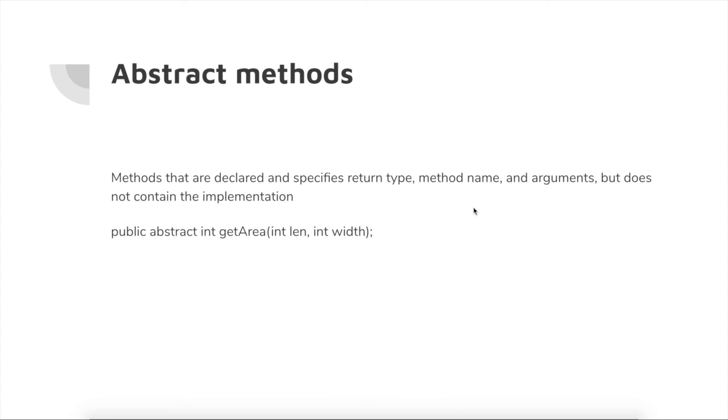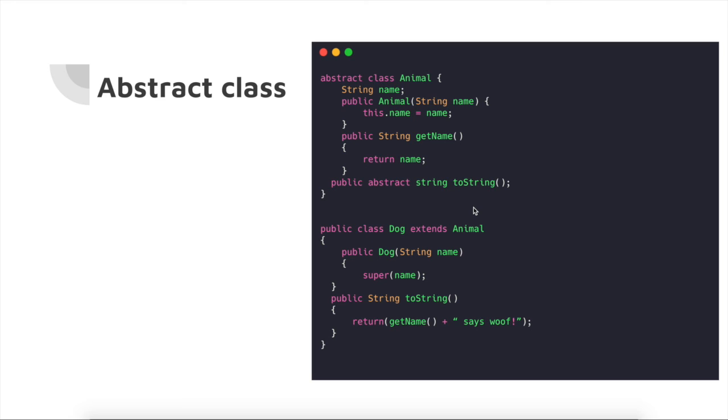Now, abstract methods we can create using their declared and specified return type, method name, and arguments. However, they do not have the implementation, or the body of the method. You create it using public abstract return type, the name, and then if we need, we can put arguments in. This is how we would create an abstract class.